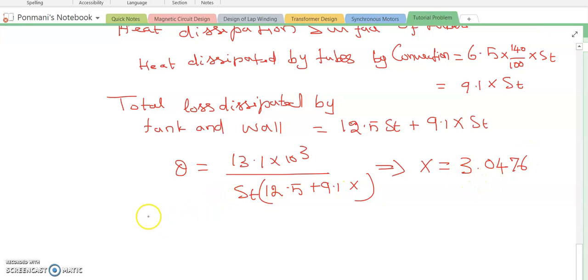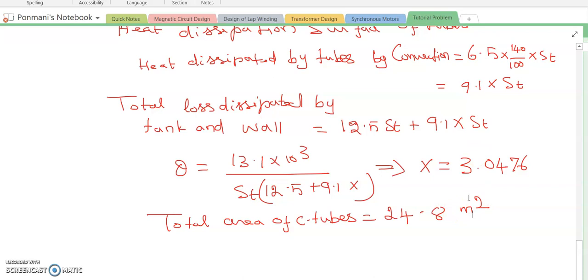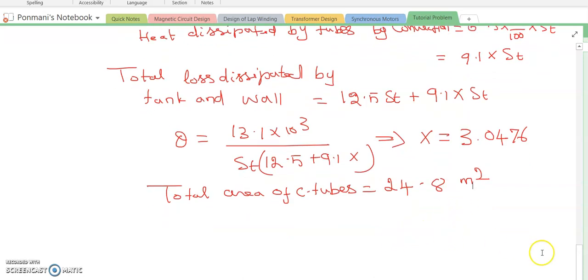Total area of the cooling tubes is x times St. So x is known, St is also known. On multiplying, we will be getting 24.8 meter square.